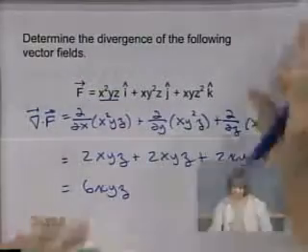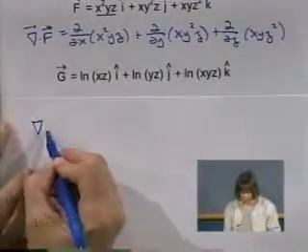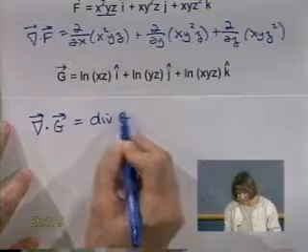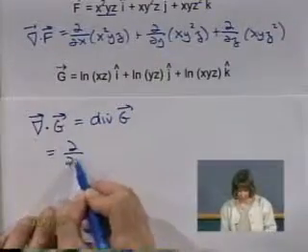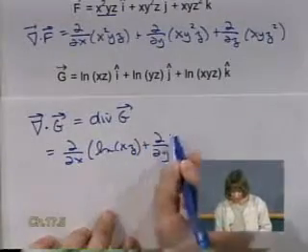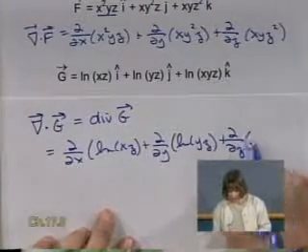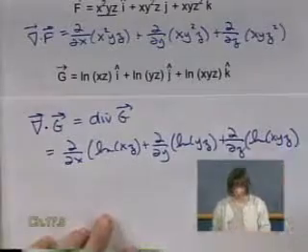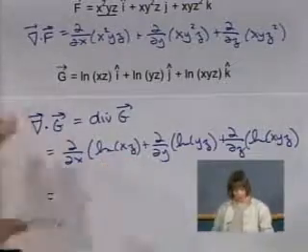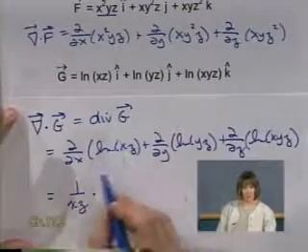Let's do another one. Next one we want to do is figure out the divergence of g. You can write it as del dot g, or you can write it as div of g. Either way, you take your x component and you take the partial of that with respect to x. You take your y component and take the partial of that with respect to y. And you take your z component and you take that partial with respect to z. We just have to remember, how do you differentiate logarithms? If you're differentiating log u, it's 1 over u times the derivative of u with respect to x.